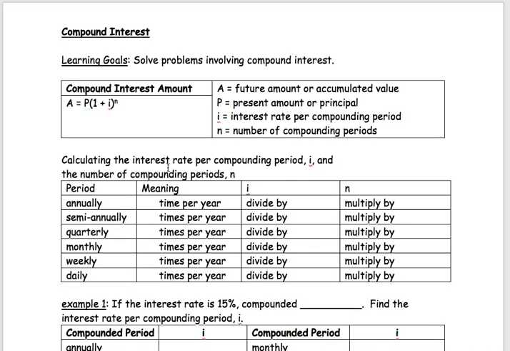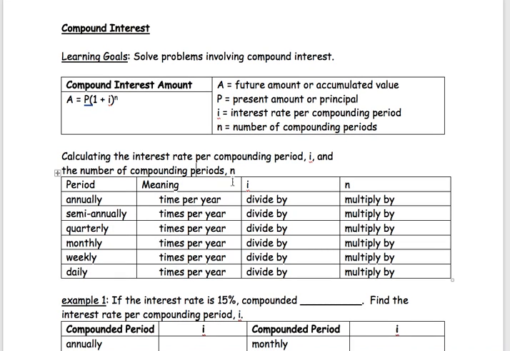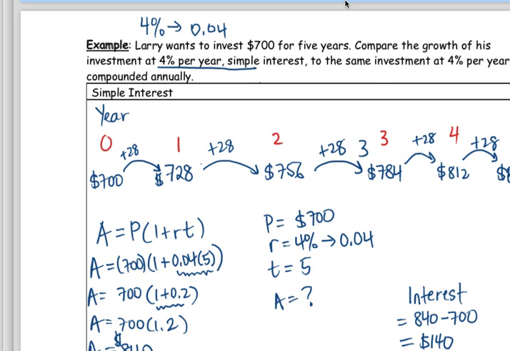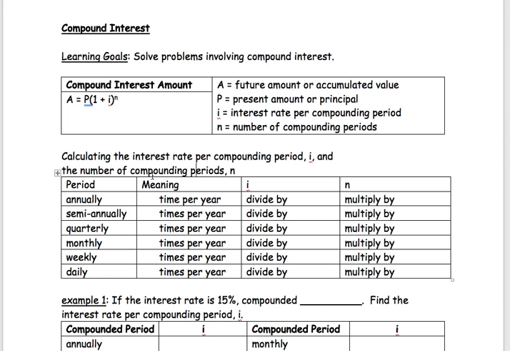So to warm up, we're just going to look at these words, because what you're going to find today in the questions are things like, you have a loan at 15% compounded annually. We saw that last day too. Larry wanted to put some money away, so you had 4% per year compounded annually. So this compounding word was there. We're going to translate annually, semi-annually, quarterly, what these mean, how many times a year that is, and then use it to help us find I and N.